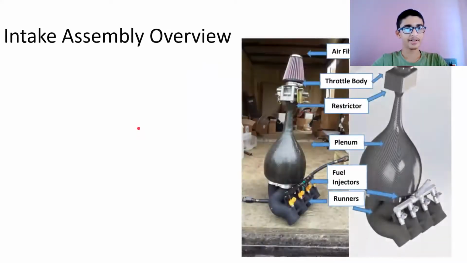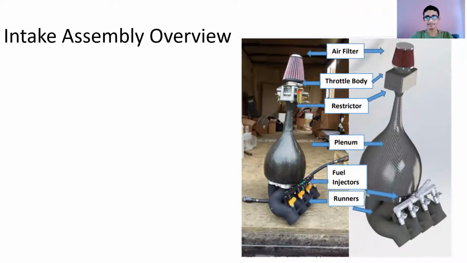So let's start with the intake assembly. The top part which you see over here is the air filter. Then we have a throttle assembly. You see a type of fastener which has been assembled, so I'll talk about those fasteners also. Then we have a restrictor.